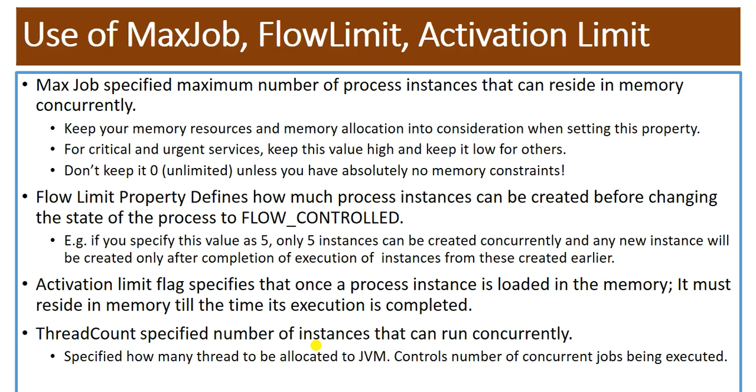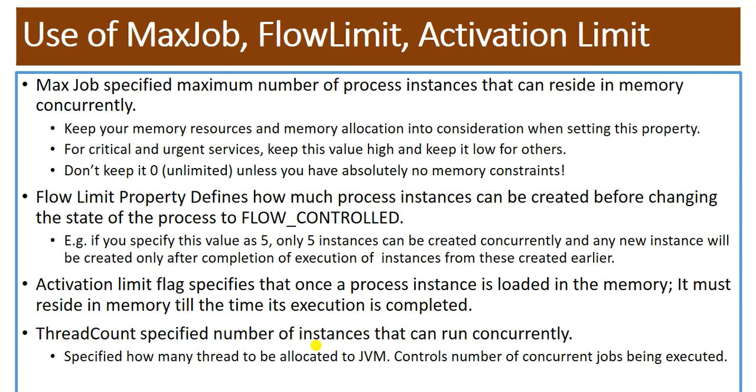With this, we can ensure that once a sufficient number of process instances have been created and are being processed based on the MaxJob and the thread count property, it will wait until a sufficient number of process instances have completed their execution, and only then will the state of this process starter change back from flow controlled to the active state, and it will be able to create and process new process instances.